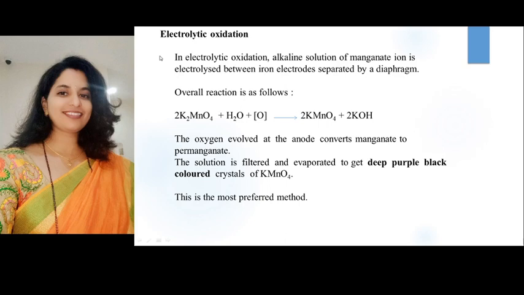Next is electrolytic oxidation method. This is the most preferred method used in preparation of potassium permanganate. In electrolytic oxidation, alkaline solution of manganate ion is electrolyzed between iron electrodes separated by a diaphragm. Overall reaction is as follows. Potassium manganate plus water and nascent oxygen gives potassium permanganate and potassium hydroxide. The oxygen evolved at the anode converts manganate to permanganate. The solution is filtered and evaporated to get deep purple-black colored crystals of potassium permanganate.